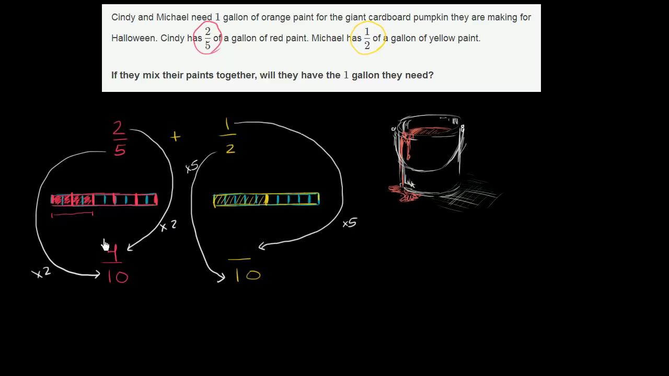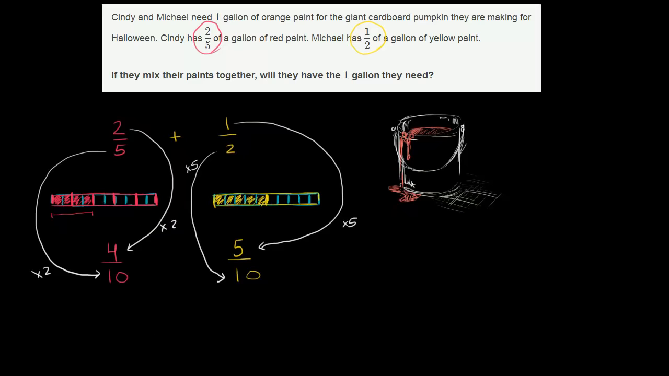Another way to think about it: whatever we did to the denominator, we have to do to the numerator. Otherwise, we're changing the value of the fraction. So 1 times 5 is going to get you to 5. And you see that over here when we shaded it in. That 1/2, if you look at the tenths, is equal to 1, 2, 3, 4, 5/10.